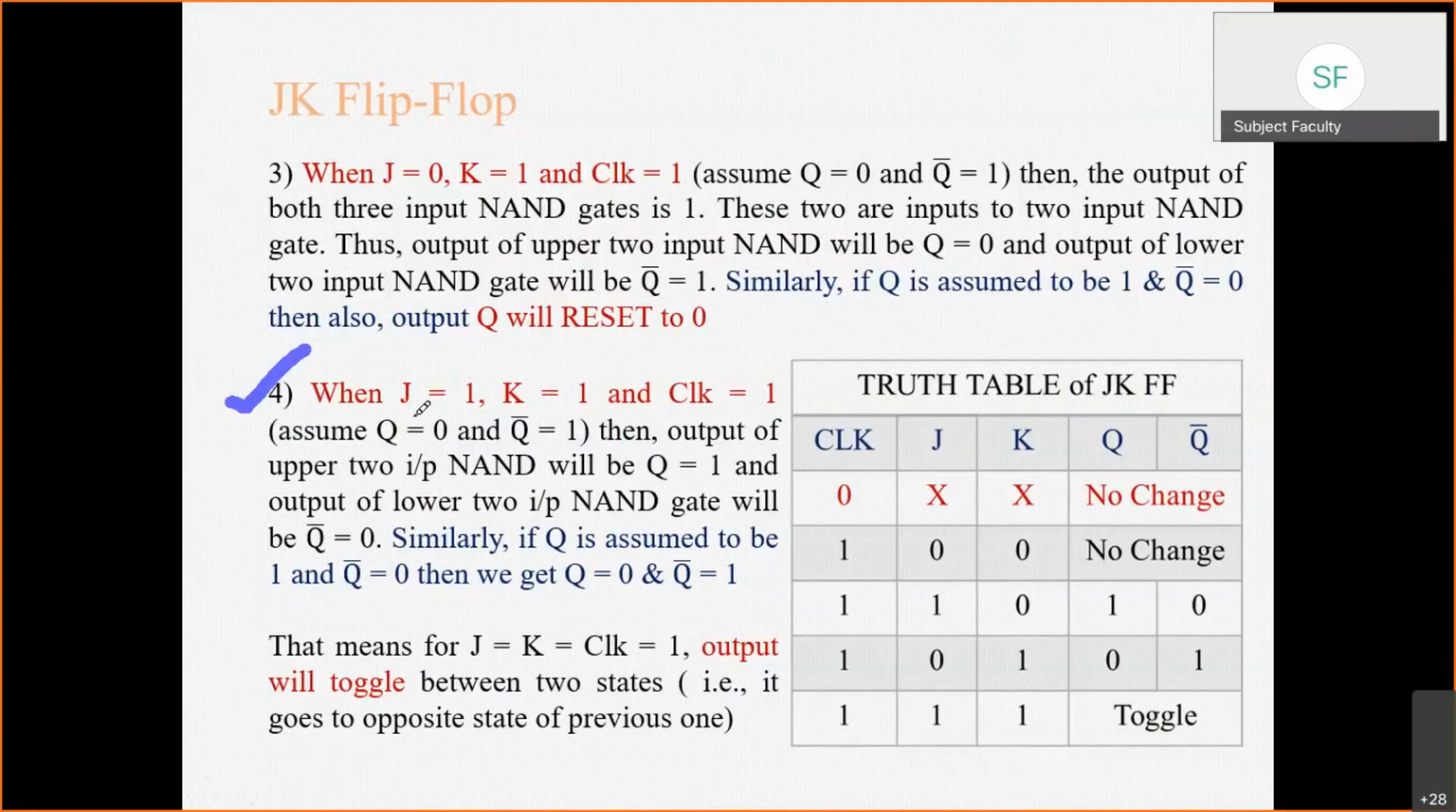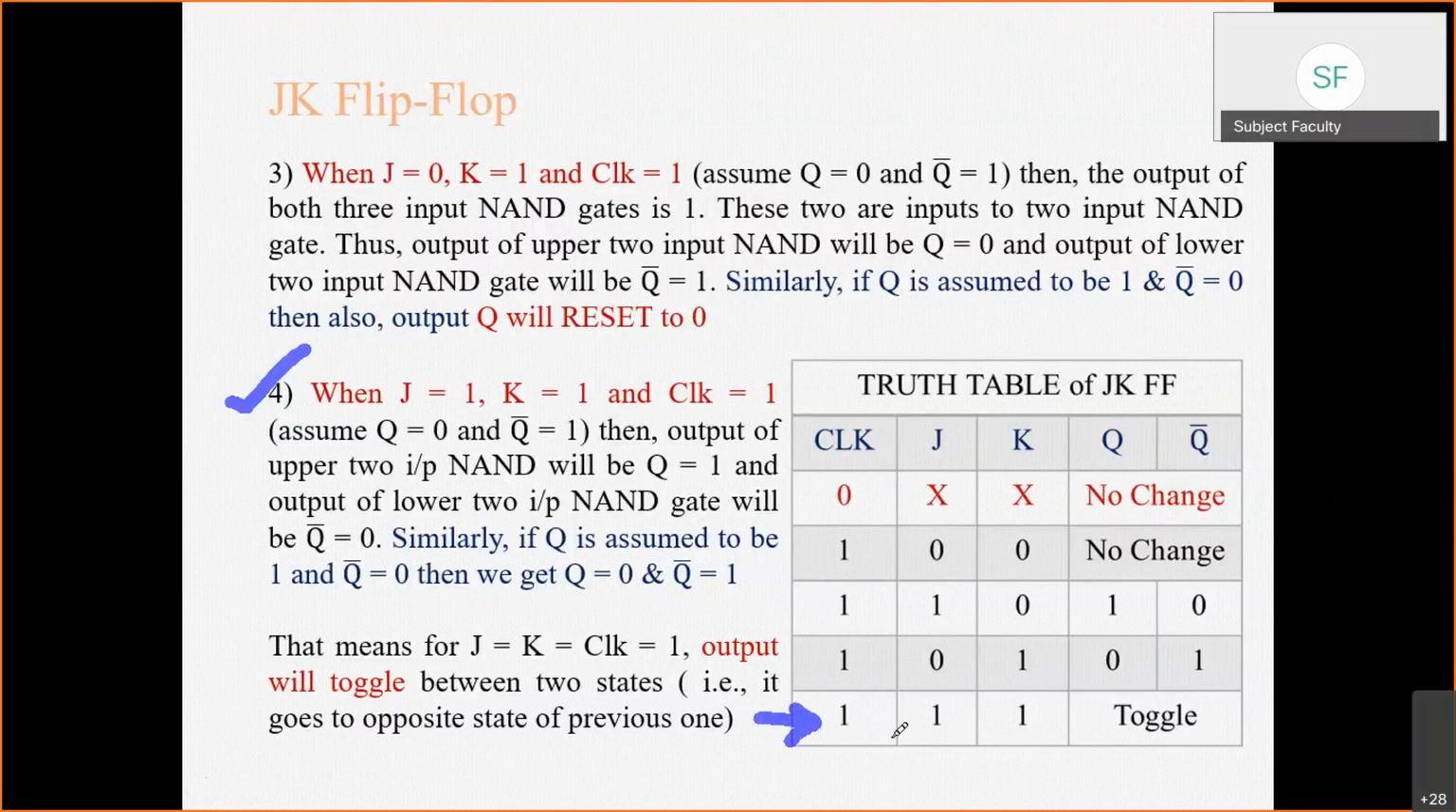That is when J equals 1 and K equals 1 and the clock is also 1. Obviously the clock has to be high only. Whenever the clock is 0, irrespective of whatever your input is, the output will be no change. If Q equals 0, then your output will remain as it is. So the clock should always be 1. Now we are discussing this case. You can verify all these cases, 4 cases in total.